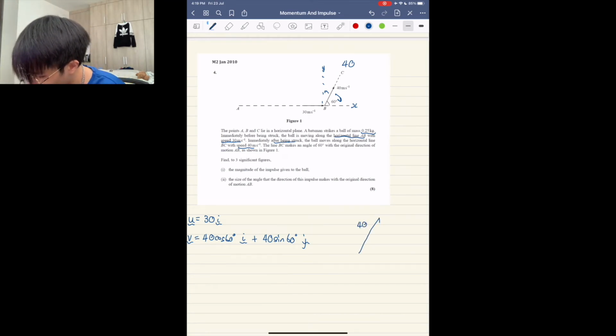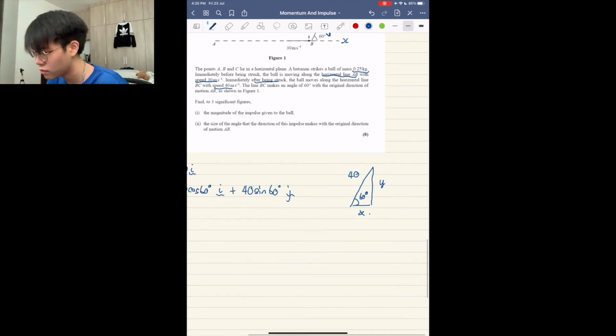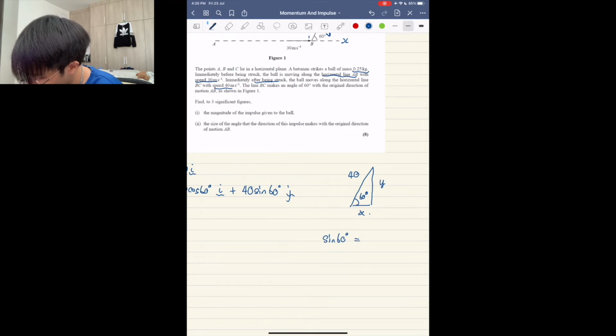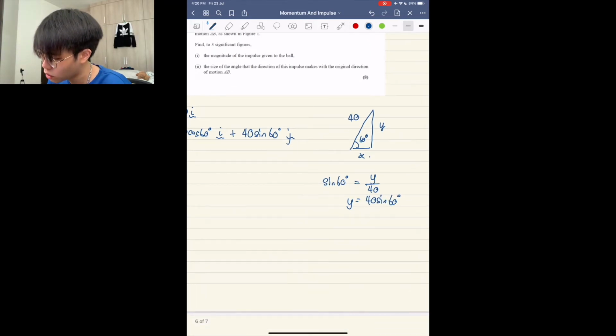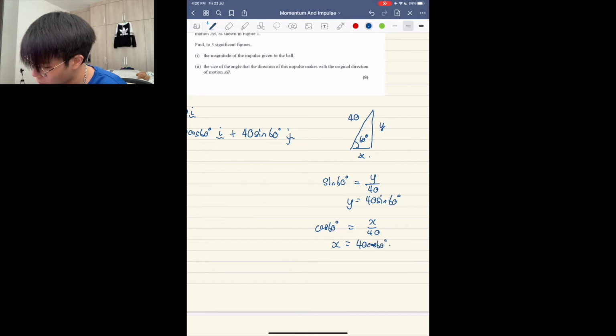So we know this is 40, and this is the y component, and this is the x component, and we have 60 here. By using trigonometry, we can find y. So y is what? We use sine. Sine 60 is equal to y over 40. So y is equal to 40 sine 60. So for x, it's the same, which is cos 60 is equal to x over 40. So x is equal to 40 cos 60.